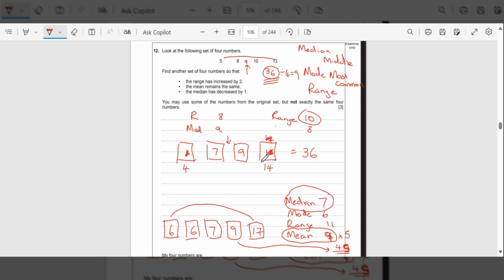What do they add up to? 23, 30. They add up to 34. Close. Go up 1. 15 and 5. Okay, now the numbers, that was a complicated explanation. They add up to 36, which we wanted. The range is 10, the biggest take away the smallest is 10, and the median is now 8.